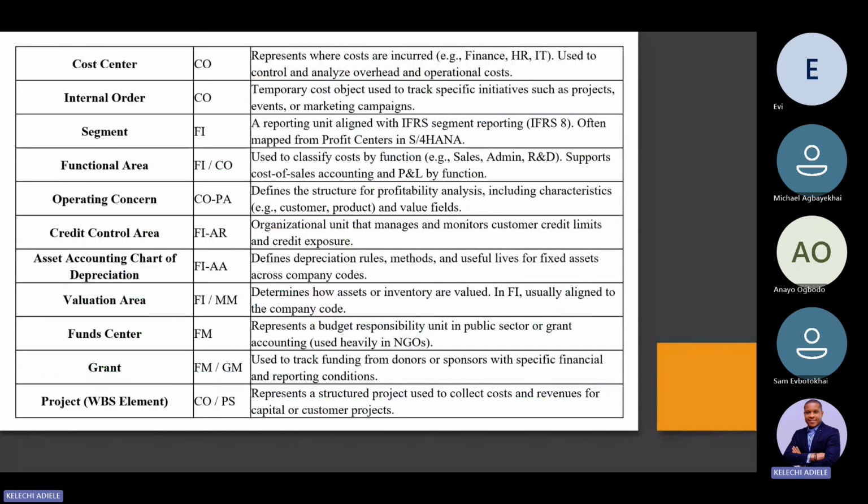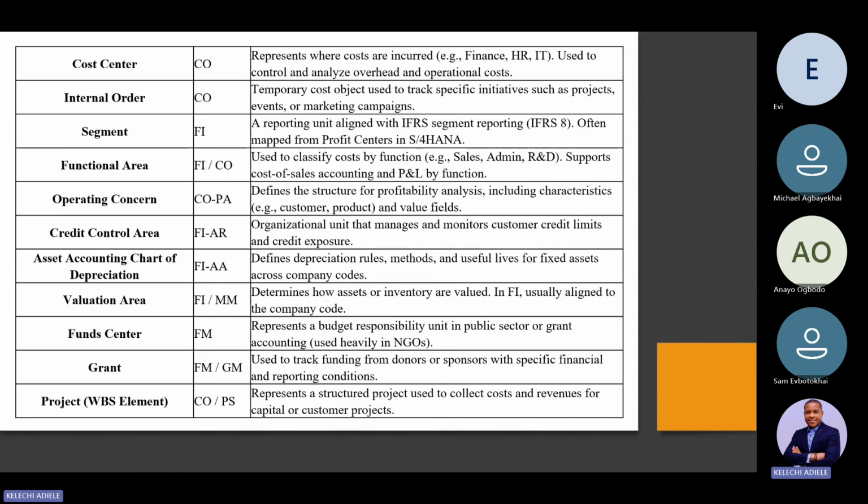Cost center represents where costs are incurred, used to control and analyze overhead and operational cost. Internal order, temporary cost objects used to track specific initiatives such as projects, events, and marketing campaigns. Segment, a reporting entity aligned with IFRS 18, often mapped to profit center in SAP S/4HANA. Functional area used to classify costs by functions. Operating concern defines structures of profitability analysis, and so on and so forth.